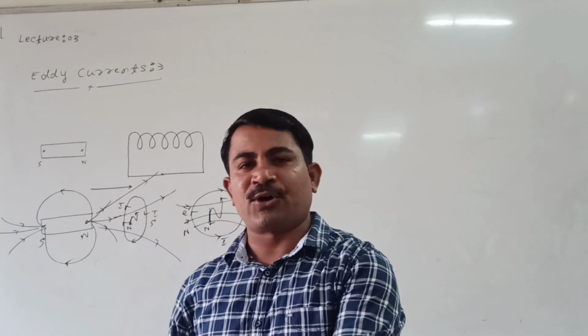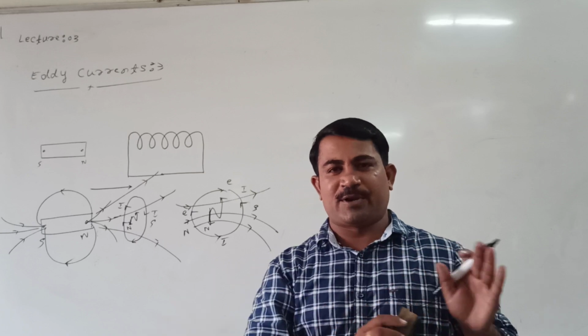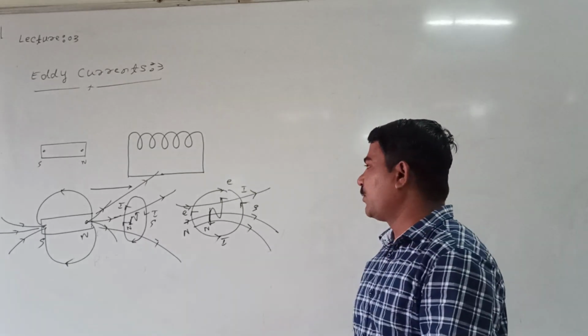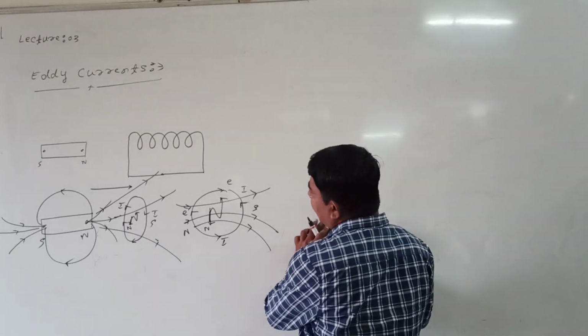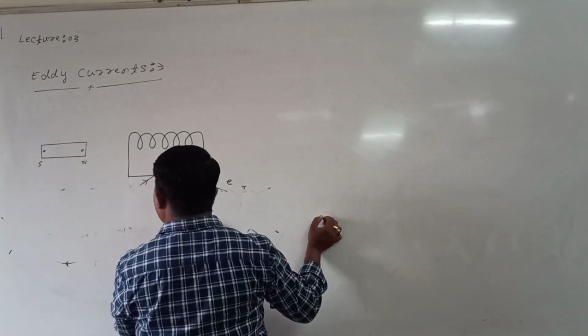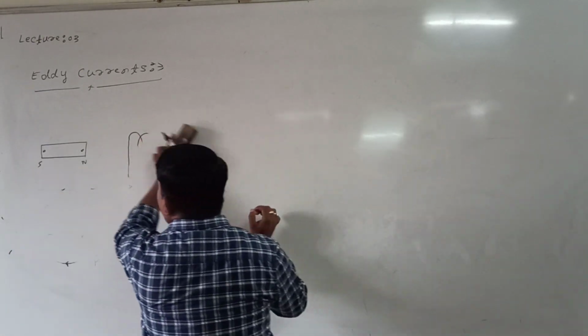To understand the concept of eddy current, we will take one more example. How to take one more example? Look at it. Let this be a bar magnet. I can take one more example of how the eddy current concept can be understood.